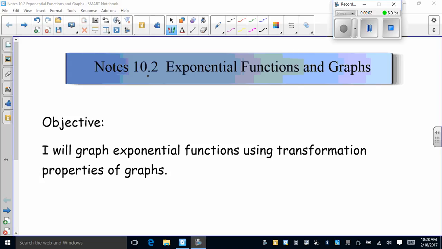Exponential functions and graphs. You're going to graph exponential functions using transformation properties of graphs. Plus, we're going to get into compound interest.